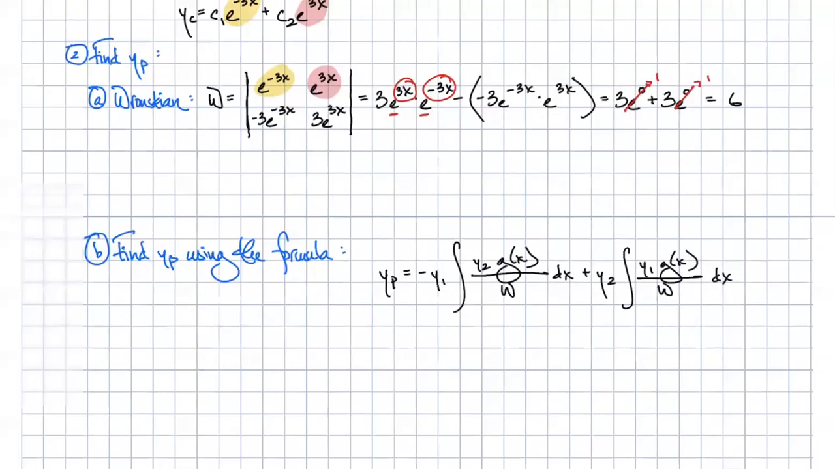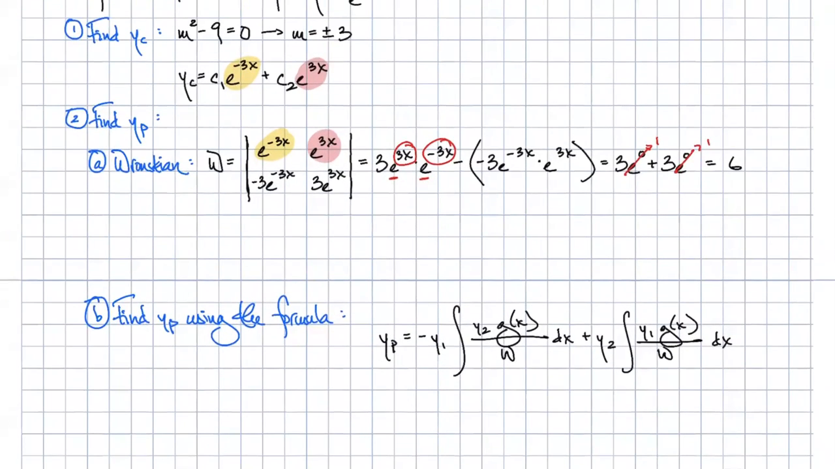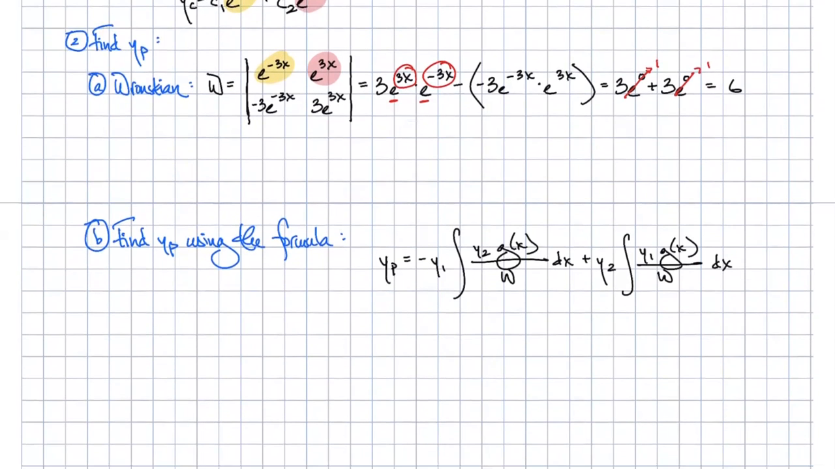Now, what are the y1s and the y2s? Those are our yellow and orange color-coded situations from above. It might even be helpful, if you're worried about plugging things in the wrong place, to make a little running list of what you're going to plug in where. So for me, I said that my y sub 1 is e to the negative 3x, and my y sub 2 was e to the 3x.